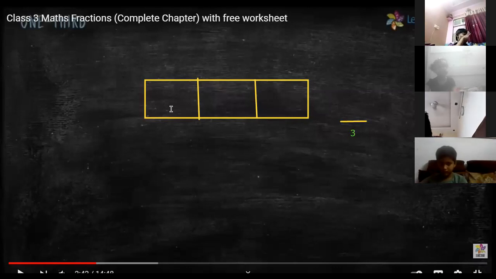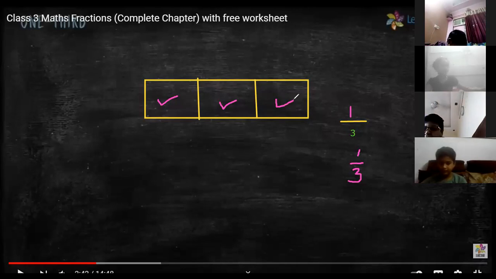And suppose we are asking about the first part. If we are asking about only the first part, it means 1 out of 3. We are having only the first part. And suppose we are asking about the second part. So similarly, we can also write down 1/3. Yes or no? Yes, beta. So this is the way, and this is also 1/3. We can write it as 1/3.